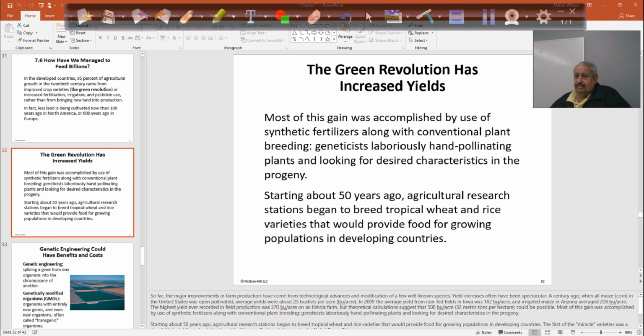The Green Revolution has increased yield. Yes, that's always true. The technologies we have used have produced a lot of crops available to many people throughout the globe. Starting about 50 years ago, agricultural research stations began to breed tropical wheat and rice varieties that would provide food for the growing population in developing countries. That's really true.